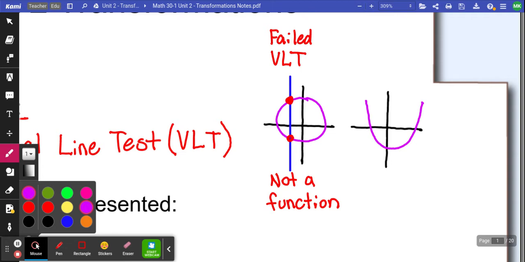So if you ran your pencil across your paper, I'll run a ruler. Am I ever touching this graph more than once? And it's always touching at one spot, like it's touching right here, right? And it's just touching at one spot all over. But it's never touching more than one spot at a time. That is passing the vertical line test. That passes the VLT. This is a function.